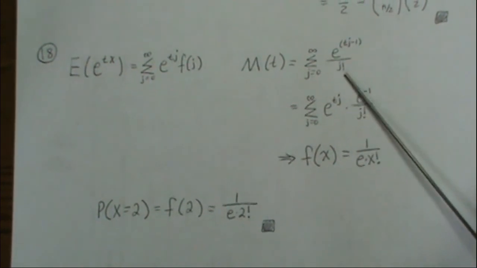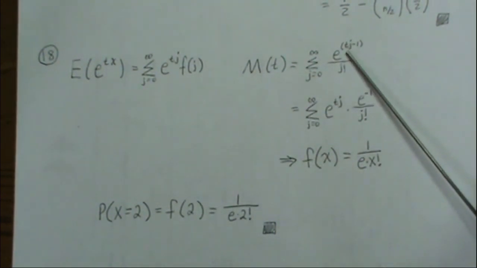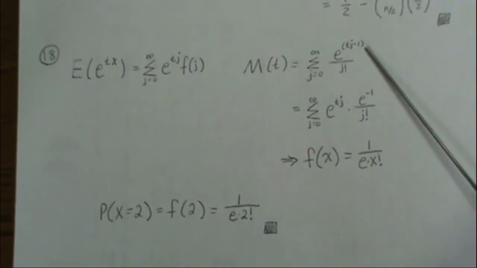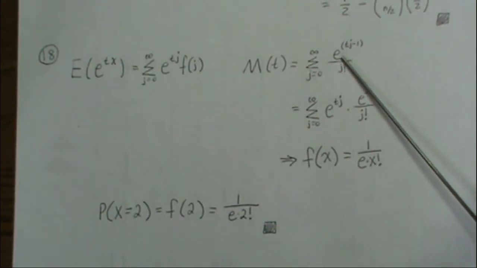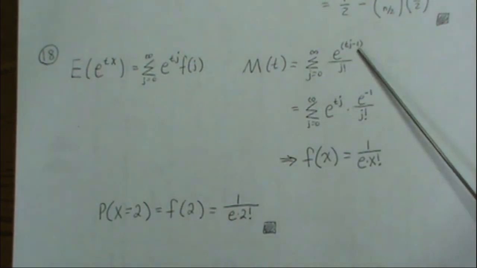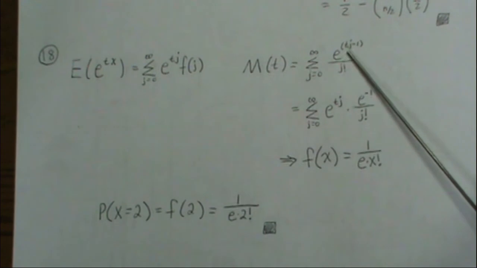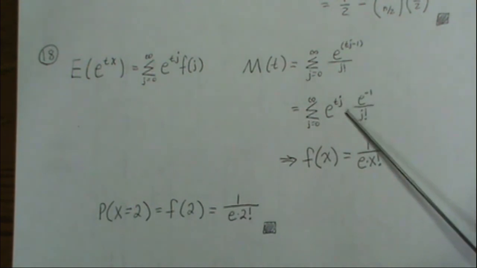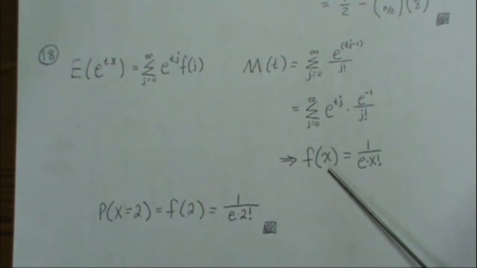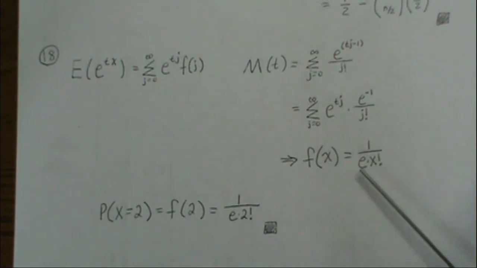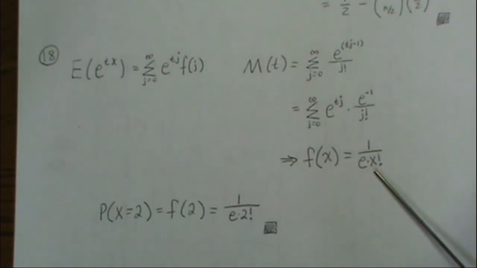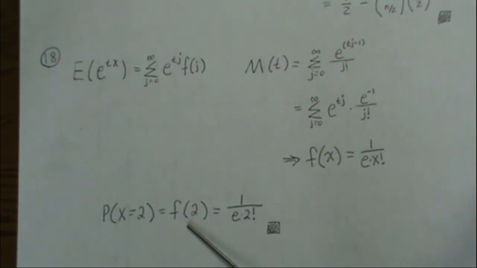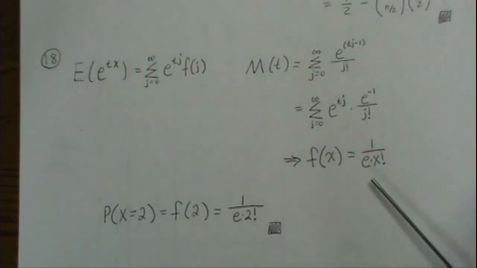If we're given that the function equals this, there's a tj and there's a tj, so let's rewrite this by taking one of those e's out, so we get e to the tj, that's this piece, times e to the minus 1 times j. So this piece here is the function for the random variable. So f of x is equal to 1 over e times x factorial. And then we want to know the probability that X is equal to 2, so that's f of 2. We plug in 2 to our equation and you get 1 over e times 2 factorial.